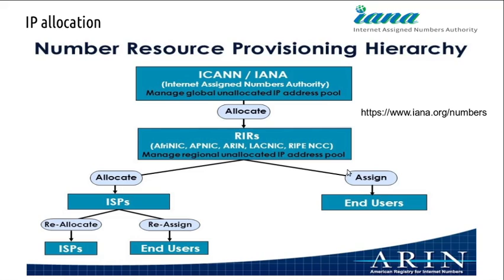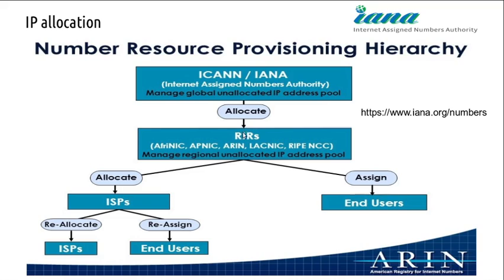Now we mentioned IP addresses. IP addresses are allocated, and there is a hierarchy of bodies to allocate the IPs. Globally it is done by ICANN. IANA is the Internet Assigned Numbers Authority, and ICANN is the Internet Corporation for Assigned Names and Numbers. These two bodies manage this. This is a not-for-profit body. If you visit iana.org/numbers, you will get to know more of this.